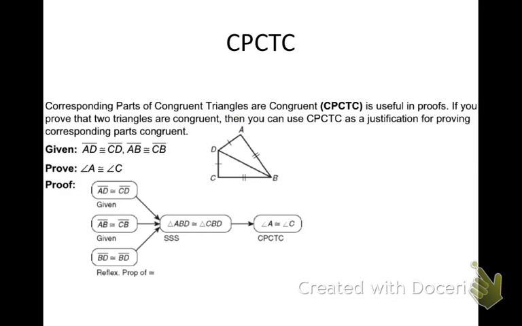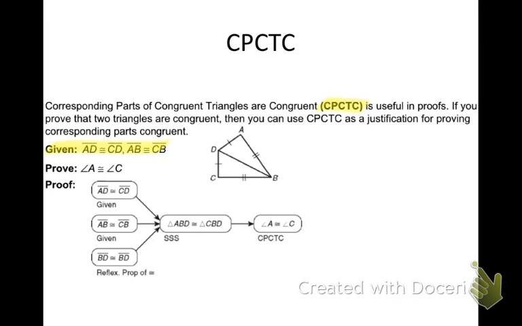Now we're going to use that today to help us in some proofs. Proofs are just reasoning, which is what you've been doing for a while now. If I were to ask you the question, why? Well, you give me a reason why. That's proving it. Again, CPCTC is useful in proofs. If you prove that two triangles are congruent, then you can use CPCTC as a justification for proving corresponding parts congruent. For instance here, we always start with a given part.